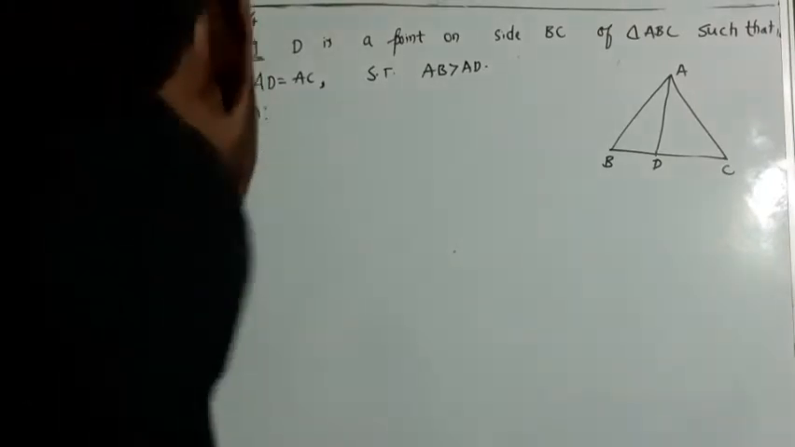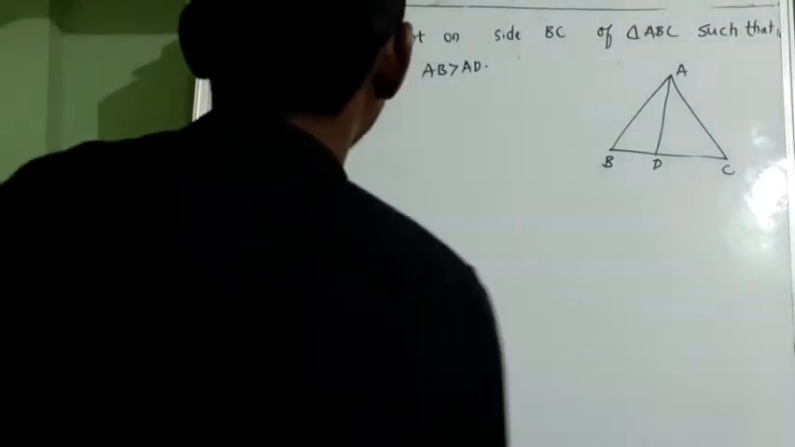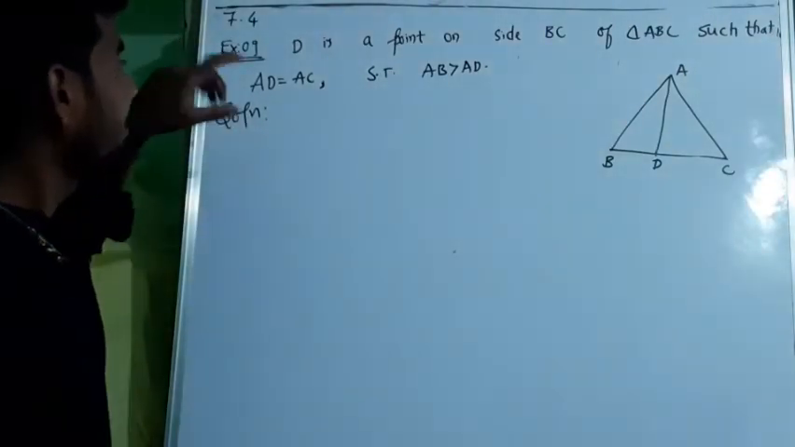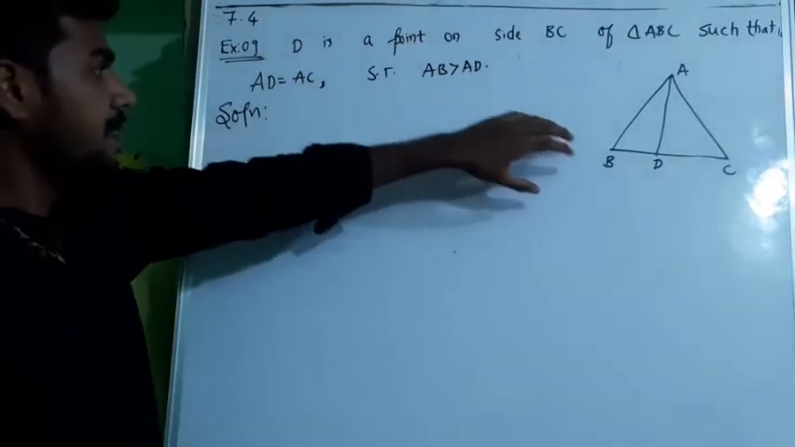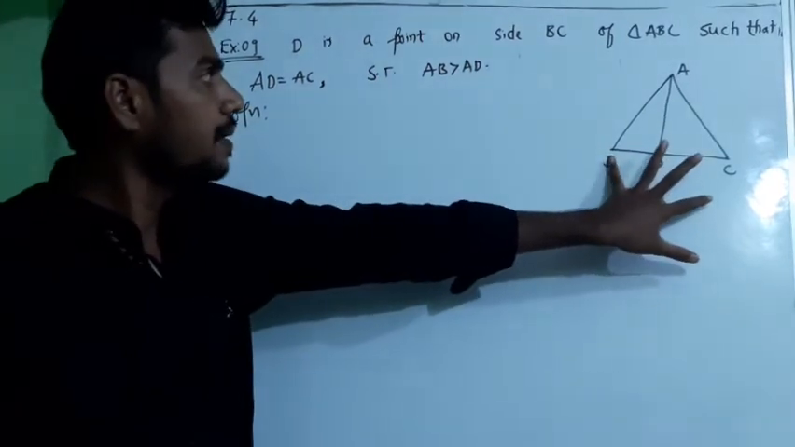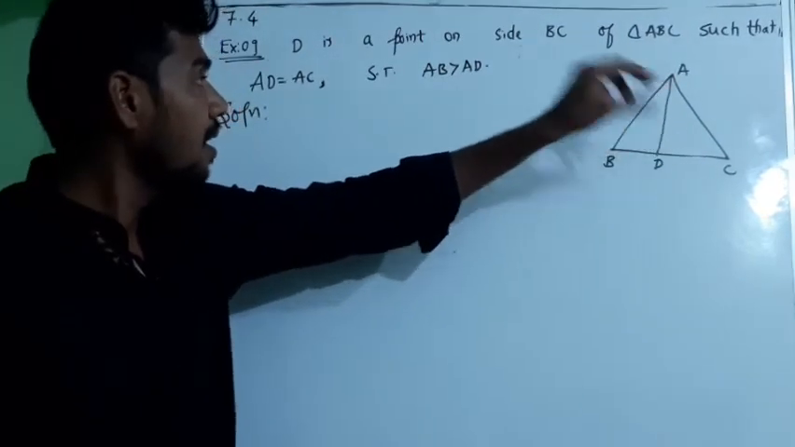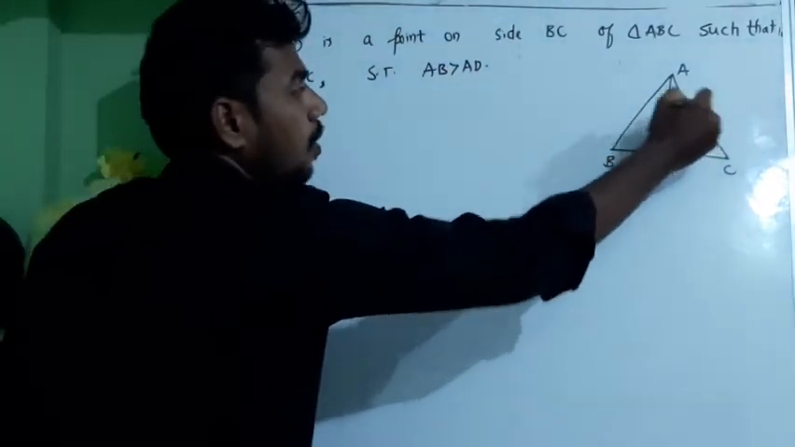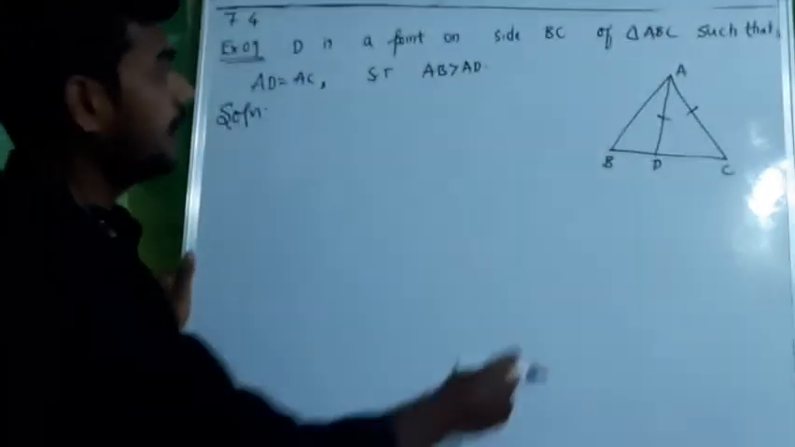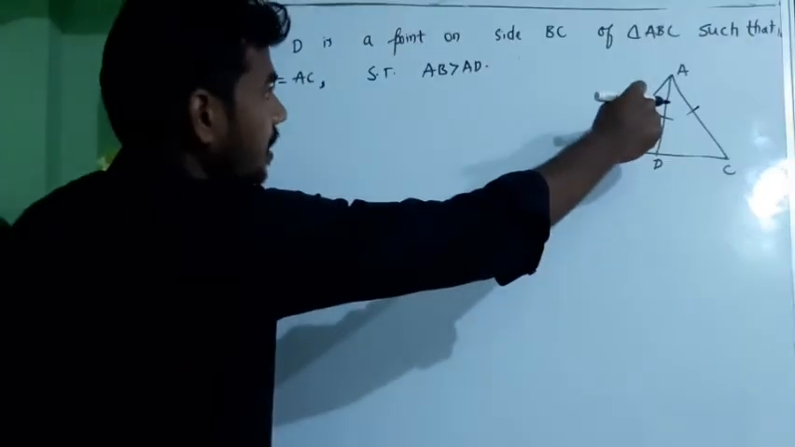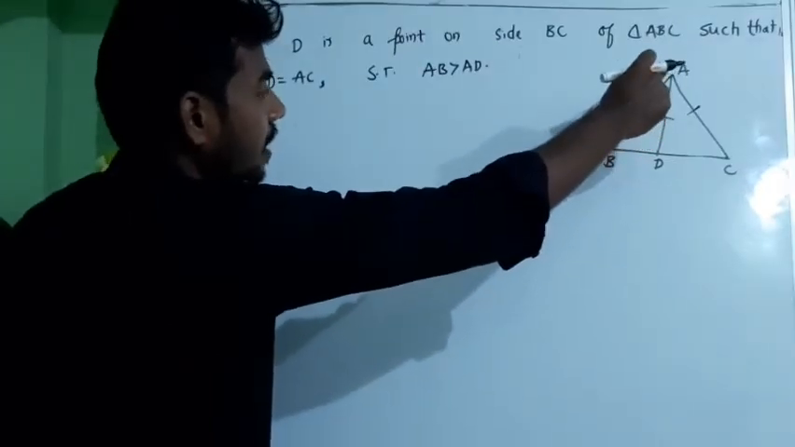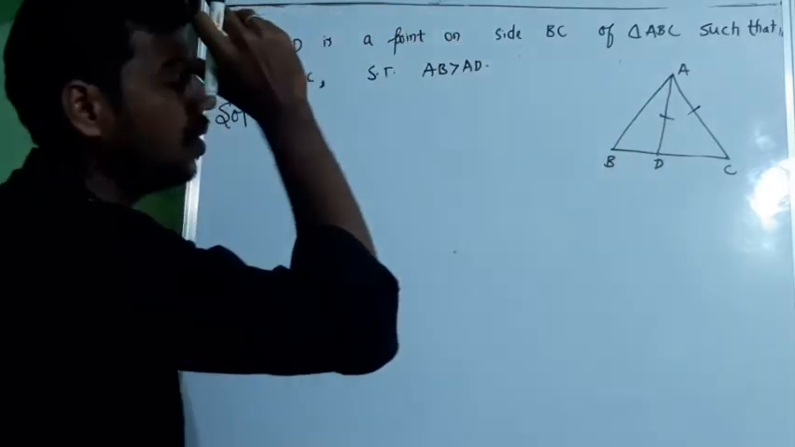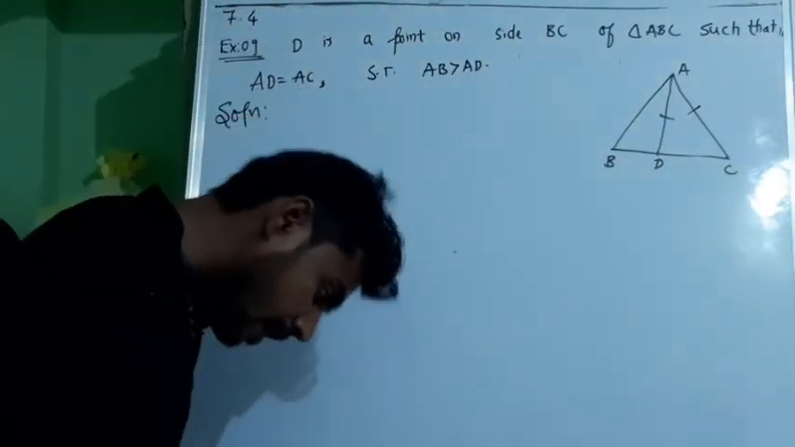We will solve one example based on the previously discussed theorems. Example 9. D is a point on side BC of triangle ABC such that AD is equal to AC. Show that AB is greater than AD. I need to show AB is greater than AD.